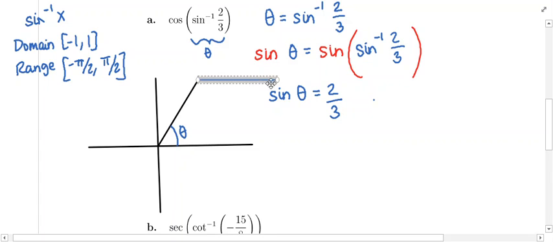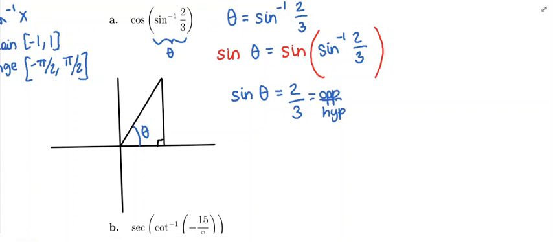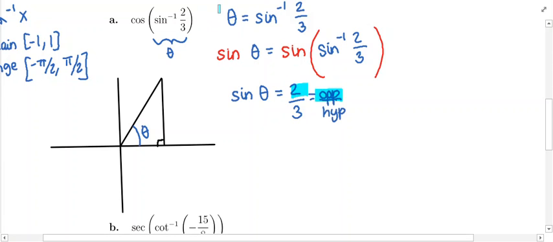Then we'll construct the right triangle. From the terminal side of the angle, I'm going to draw straight down to the x-axis to make my right angle, and there's my right triangle. We know that the sine of theta is 2/3. This is the opposite over the hypotenuse. So you need to label these sides. The opposite side is 2. The hypotenuse is going to be labeled with a 3.